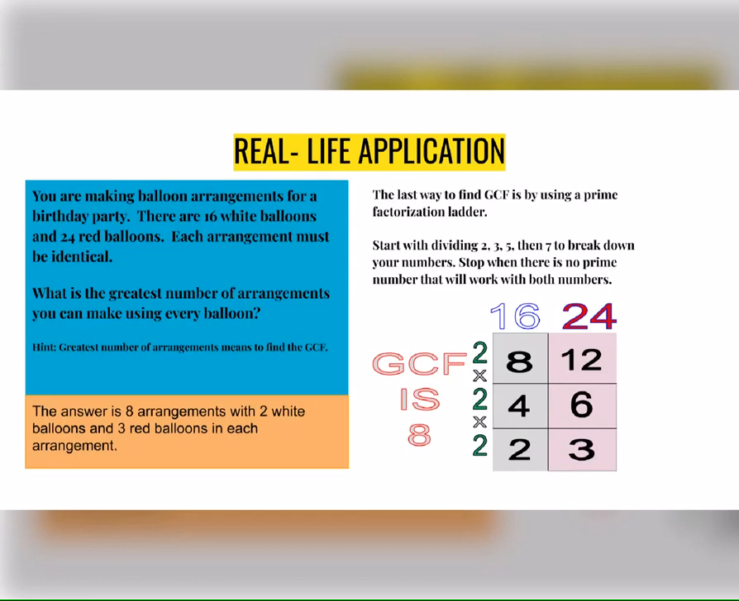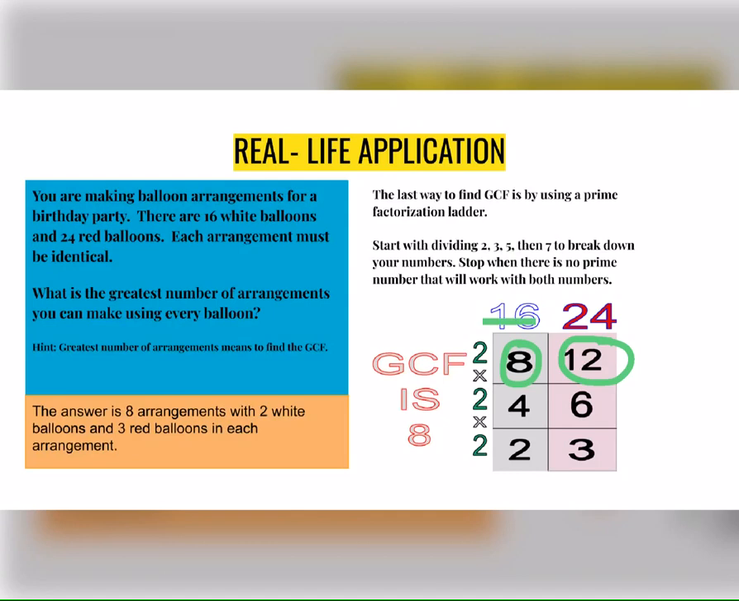All right, so first thing we're going to do is put the 16 white balloons on the ladder. So here's the 16. And then we're going to do the 24 red balloons right here on this part of the ladder. So 16 and 24 is on the top of our ladder. They are both even numbers, so we want to start with the prime number 2. 16 divided by 2 is 8. 24 divided by 2 is 12.